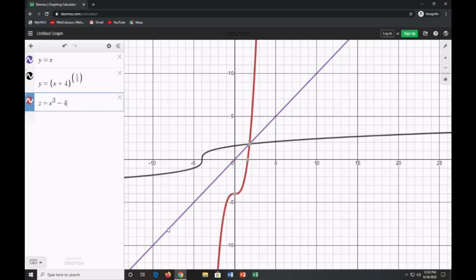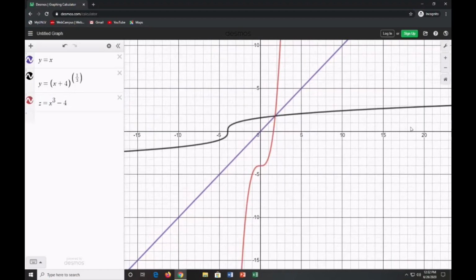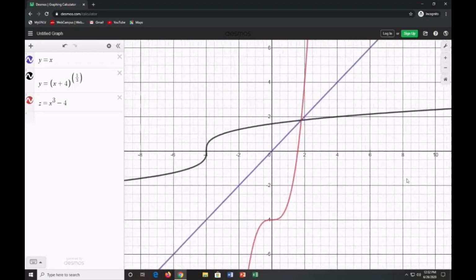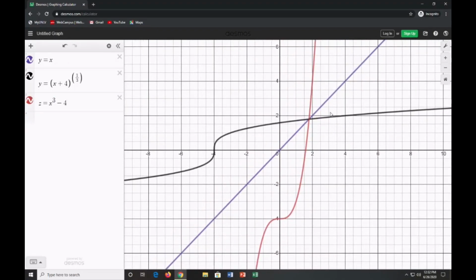Look at that, right? So you can see here, and maybe we can zoom in even more. Yeah, this is even better. So the black curve has its mirror image in the red curve across the y equals x line, which you see in purple, right? The black and the red curve are inverse functions of each other. So you can see them being mirror images of each other across the y equals x line.